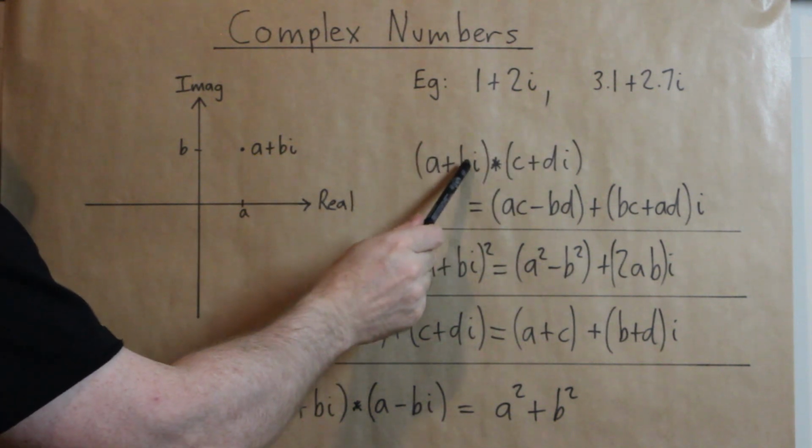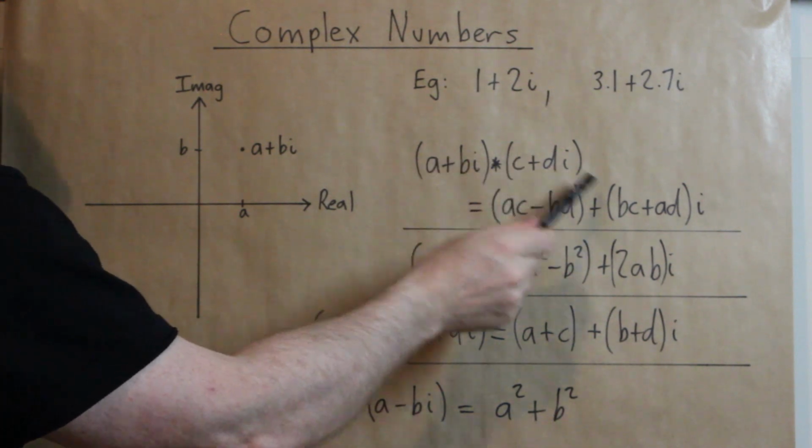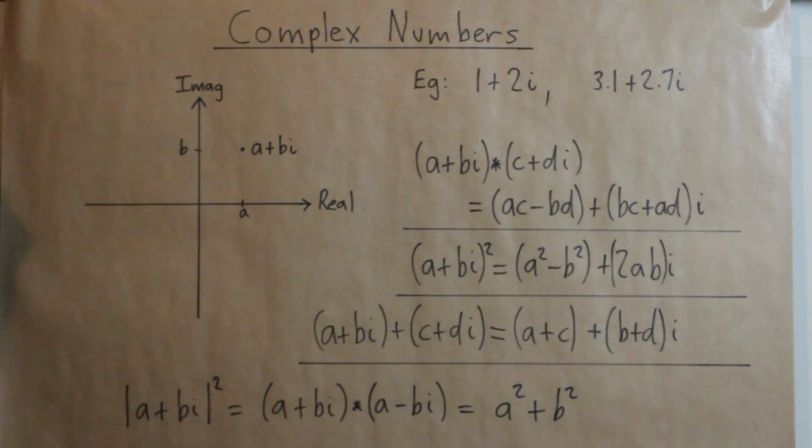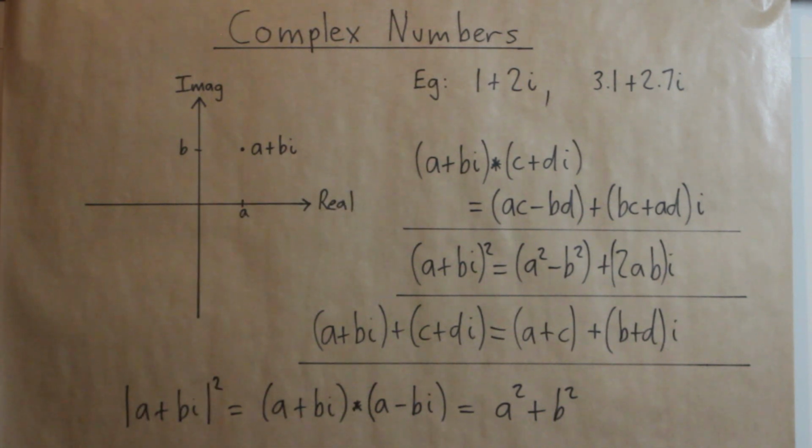So we'd have BI times C is BCI, and A times DI is ADI. So this is the imaginary part. And now we have a rule for multiplying any two complex numbers.